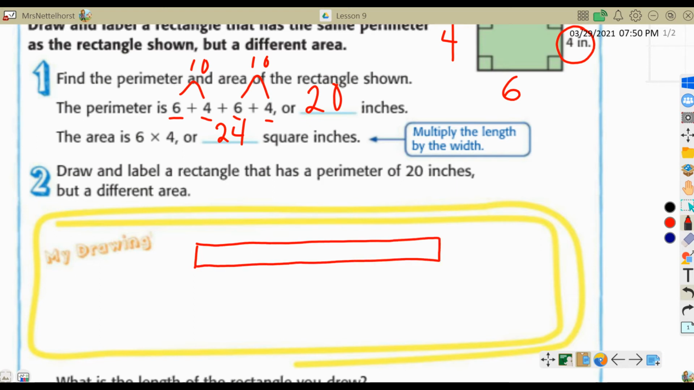like this. So if the perimeter is going to be 20, if this is 1 inch and this is 1 inch, that's 2 inches. And then I know I have 18 more inches. So I'm going to do 9 here and 9 here. So 9 plus 9 is 18, 19, and 20. So I have 20 inches. But my area is going to be 1 times 9. 1 row of 9 squares. So it's going to be 9 square inches.